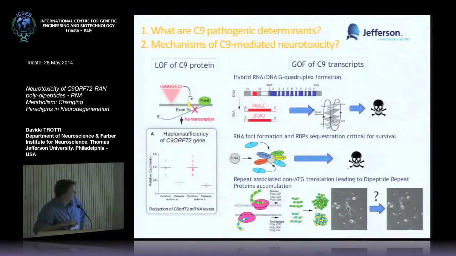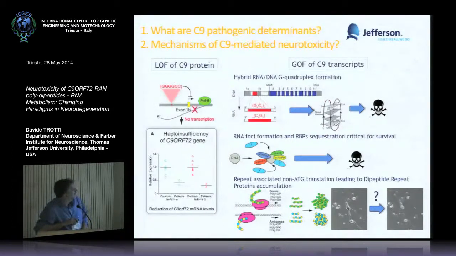We have data, which I'm not going to talk about, using our shRNA, that if we knock it down in neurons in culture, the neurons are perfectly fine. So we tend to support the hypothesis that C9ORF haploinsufficiency is not a cause of disease.